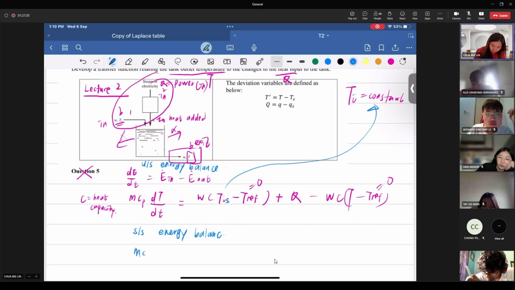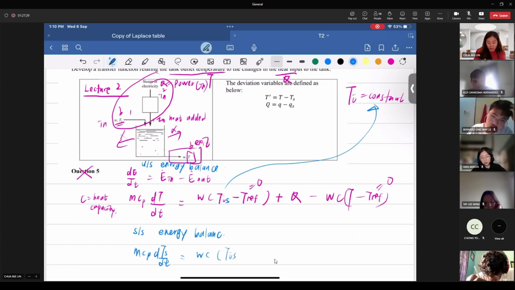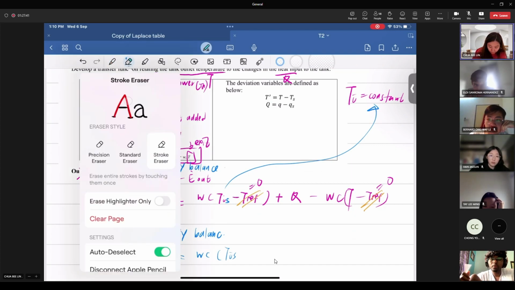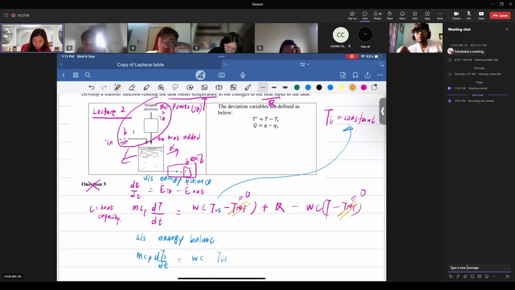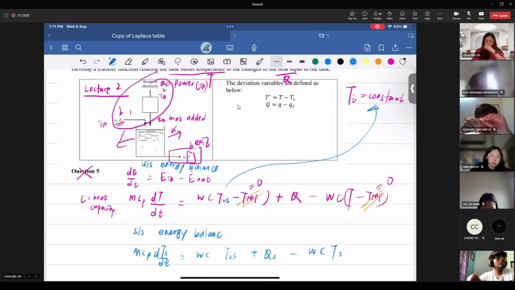From here it is mCp dTs over dt, just putting the subscript s. So W C Tis, and the T ref I don't need to write because it is assumed to be 0, so you don't need a bracket for this one. It will be Tis, then plus Qs minus W C Ts. This is equation 2. Just now this one was equation 1.